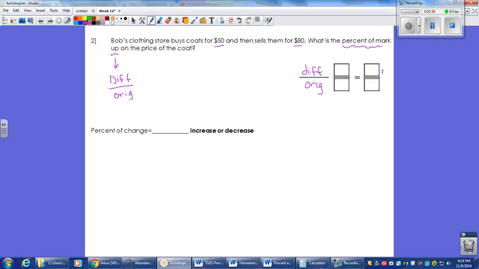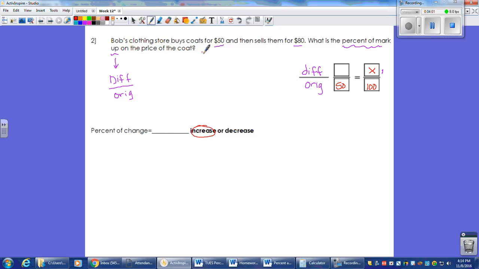So looking at this, my percent I do not know, so I'm going to write X over 100 because percent is always on top of 100. The original amount of the coats that he's selling were $50, and he's selling them for more. So sorry, 50 to 80, it's increasing. So whatever my percent of change is, it's going to be increasing.